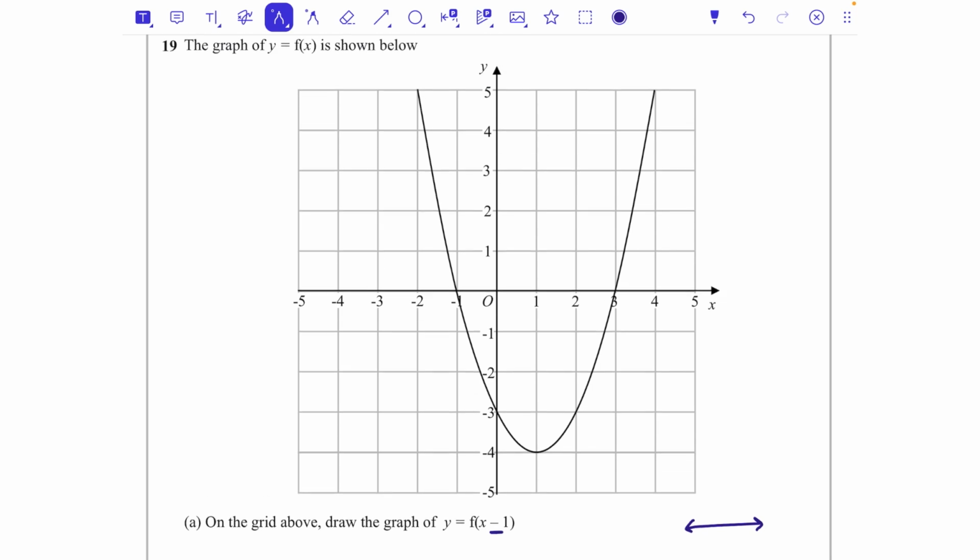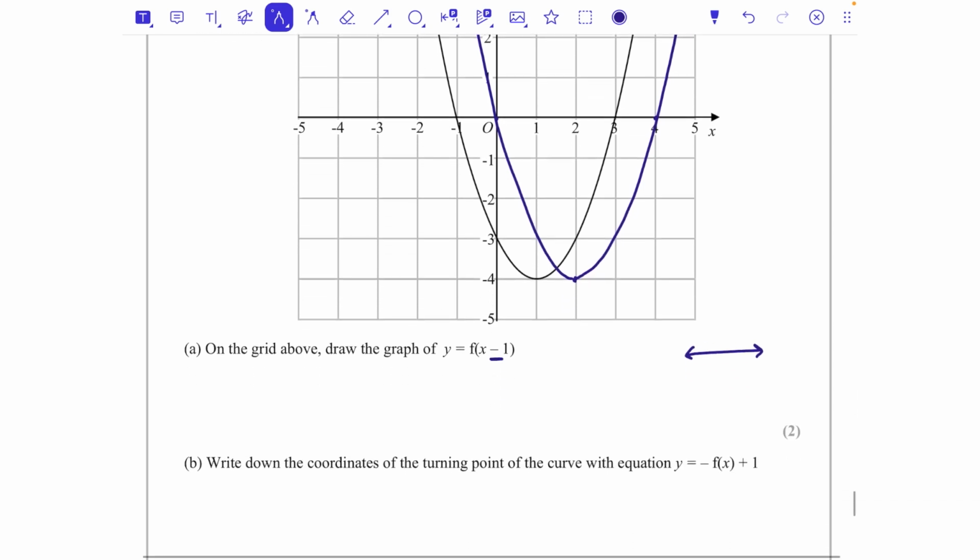So I'm going to take a few values and map them one space to the right, one unit to the right, and then I'm going to sketch it there again. So that is what it should look like. 1 square over like that. There we go. That is the graph of f of x minus 1.